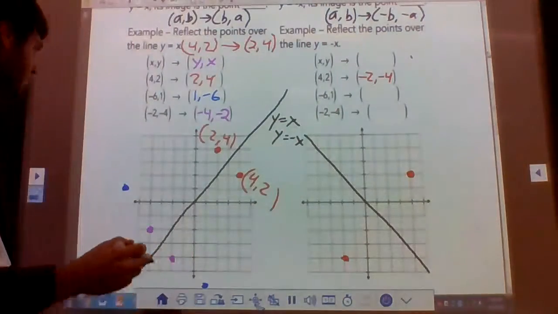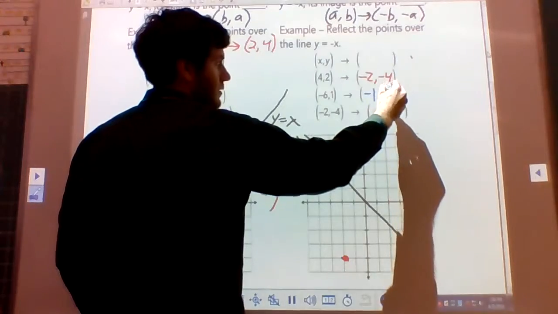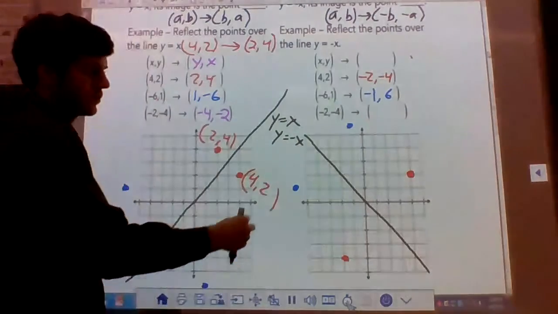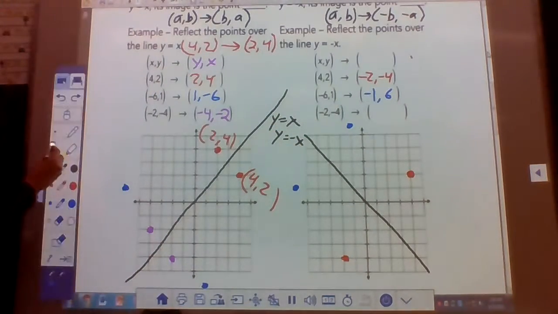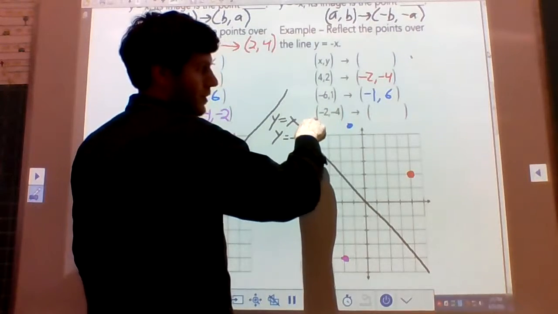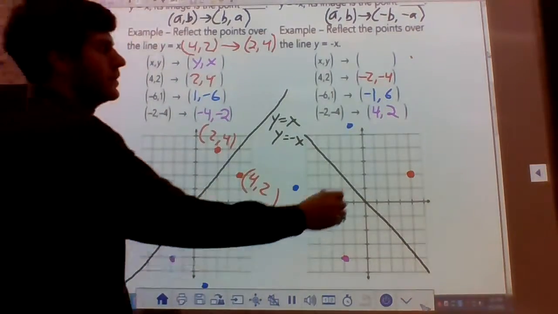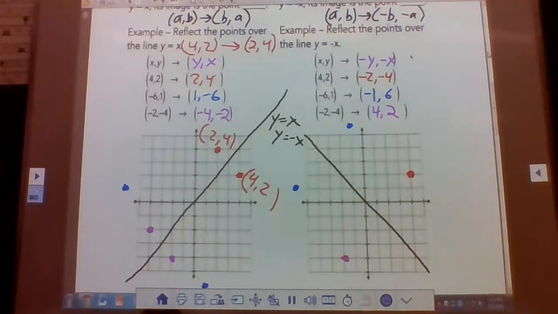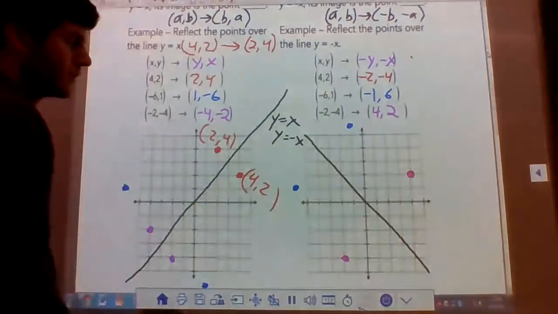And same thing with the next one. Negative 6, positive 1 is going to become negative 1, positive 6. It's just reflecting over this line. If you fold this in half, these points should match up. And then the last one's negative 2, negative 4, which is the same one where we ended. We want to flip them and flip the signs. That's going to become positive 4 and positive 2. This is negative y, negative x. Fold it over, the points should match up.